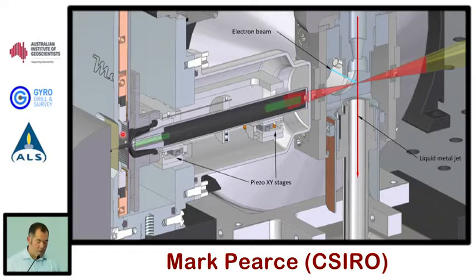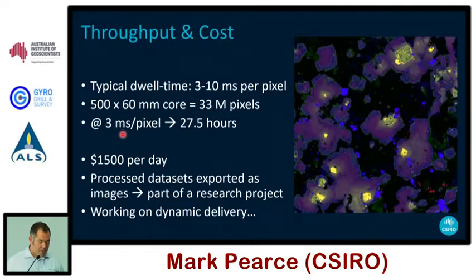And so we've been using this to map samples for a while now, and we found that typical throughputs, if we look at 3 to 10 milliseconds per pixel, on a 50 centimeter piece of core, we've got 33 megapixel images, and these take about a day.